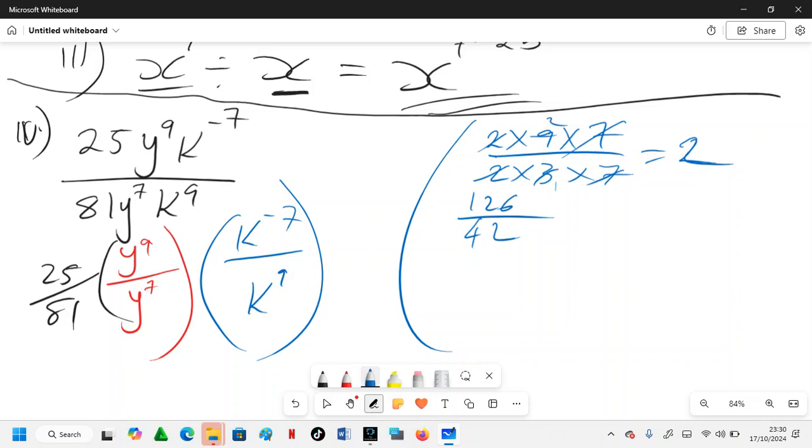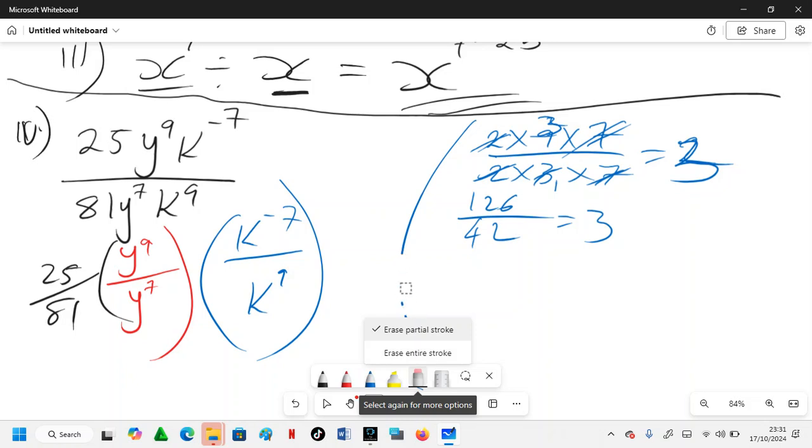126 divided by 42 is 3, right? And when we cancelled here and here, this one divided 9 by 3, actually, not 2, so the answer is 3, right?